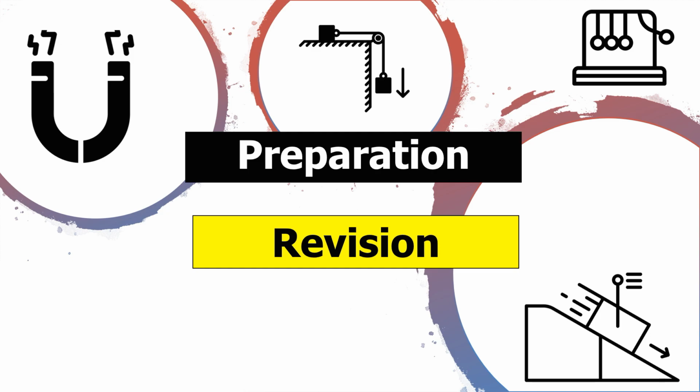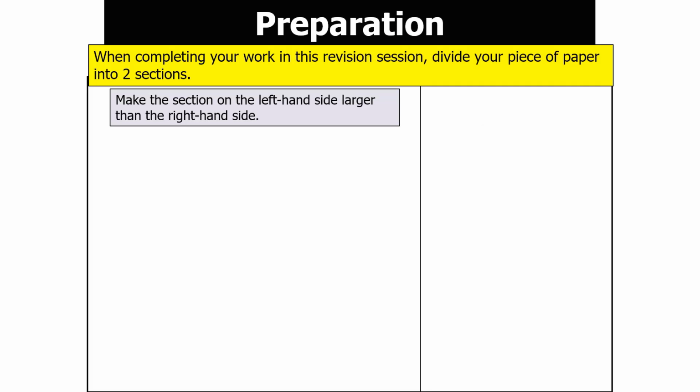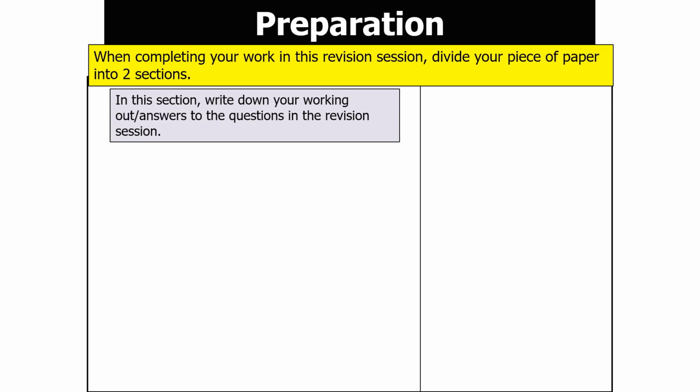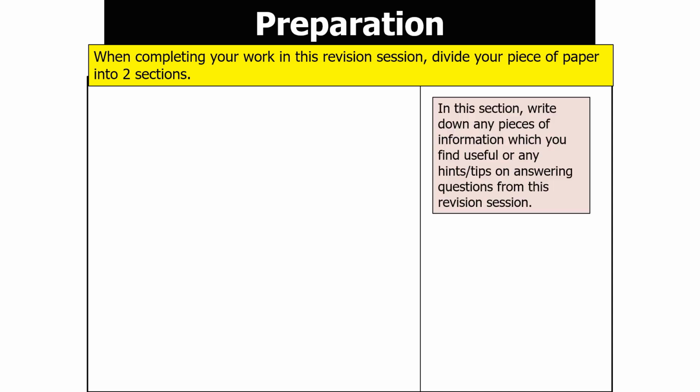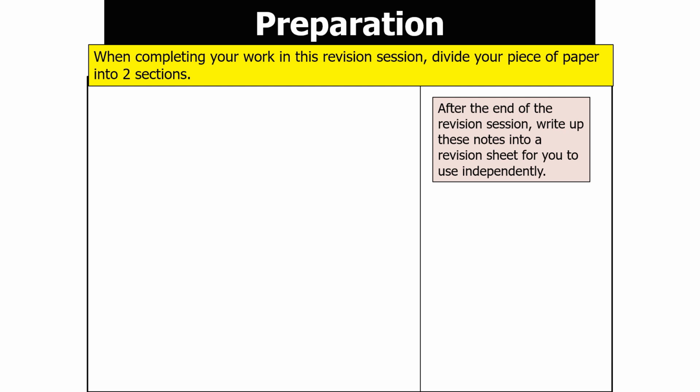So how should you prepare for this revision session? When you're completing your work in this revision session, divide your piece of paper into two sections. Make the section on the left hand side larger than the right hand side. In this section, write down your working out and answers to the questions in the revision session. When you're doing this, make sure you write your answers in full sentences and show your full working out. Whilst in the right hand side section, write down any piece of information which you find useful or any hints and tips on answering questions from this revision session. After the revision session, write up these notes into a revision sheet for you to use independently.